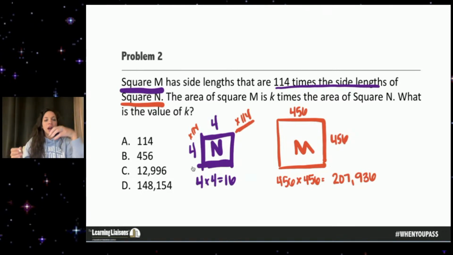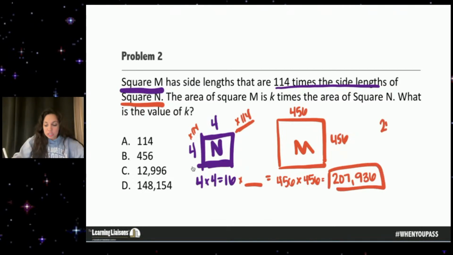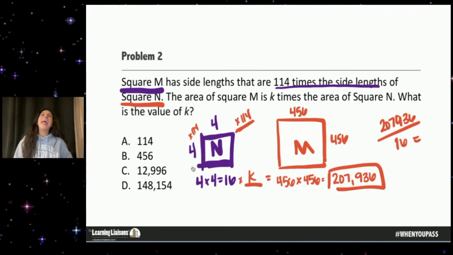Now, we know that the side lengths are 114 times the side lengths of n, but to figure out the scale factoring of how many times more this area is than this area, I can do 207,936 divided by 16 to figure out that missing value, that K value. The K, the M, and the N are going to be what throws everybody off in this problem. But really, it's not that big of a deal. So that's going to equal 12,996.